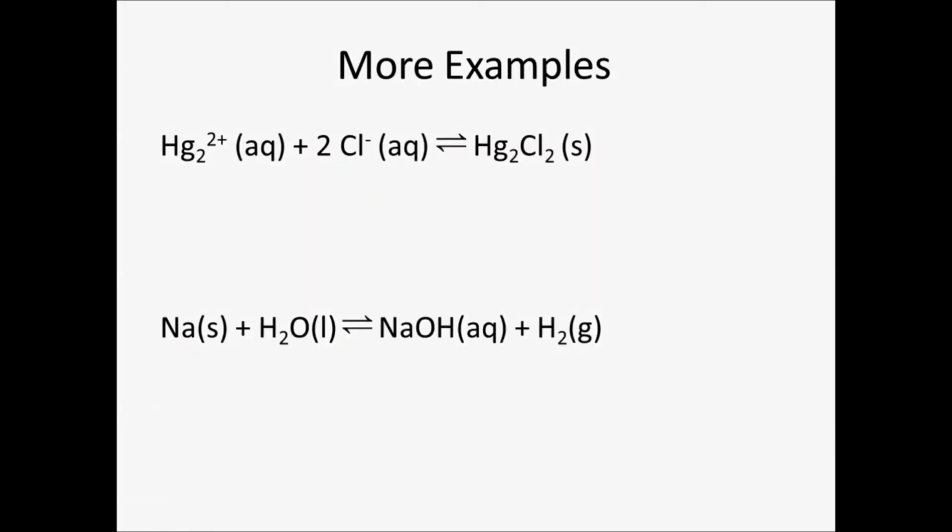Let's look at some more examples. Here, in the first one, we have aqueous solutions, so guess what? We are not going to write them out in terms of partial pressures. So Kc is equal to 1 over, using the 1 here because we don't include this pure solid, and we divide by the concentration of mercury 1 ions times the concentration of chloride ions squared.